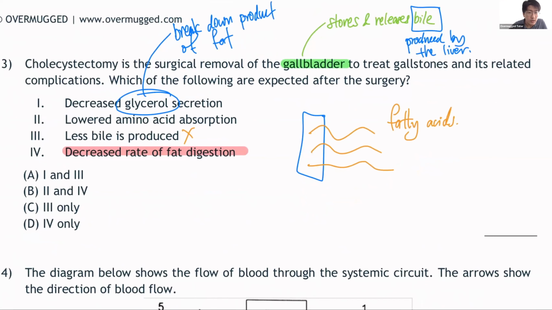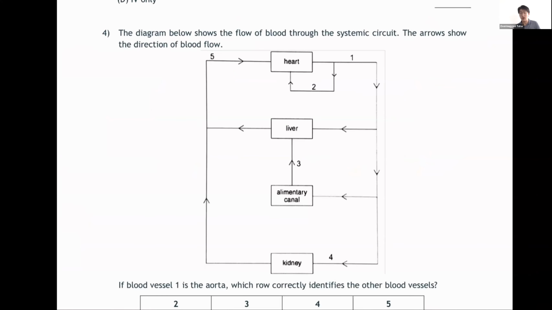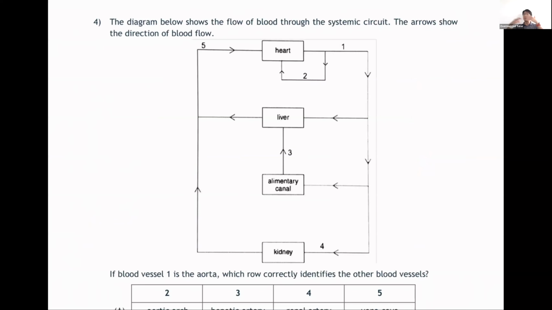That's the bile component. Wonderful answers, Joan and Brian. Let's move on. Okay, look at that. We talked a little bit about all the first name, last name of our blood vessels just now. Can I give you one or two quick minutes to try question 4 on your own first?